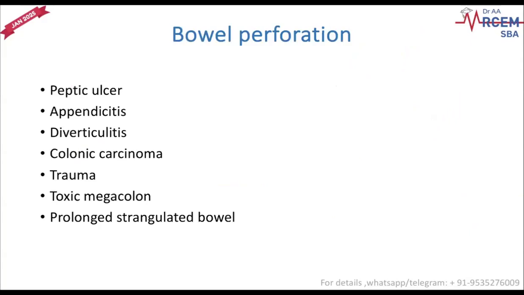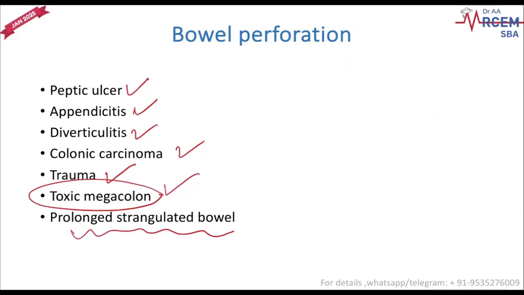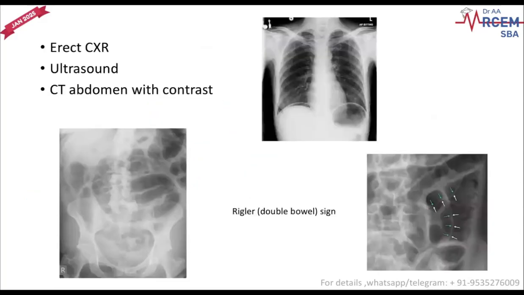Bowel perforation. As I told you, there are various causes for bowel perforation: peptic ulcer, appendicitis, diverticulitis, carcinoma, stoma, toxic megacolon, which we have learned is one of the complications of ulcerative colitis or inflammatory bowel disease. Strangulated bowel can cause perforations. These are a few examples of what you have mentioned here.